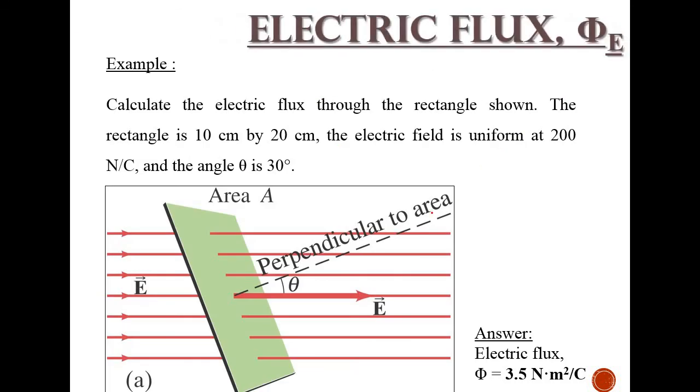For this question, the electric flux equals E dot A, where A is the surface area and E is the electric field, or EA cos theta. In this question, theta is 30 degrees. You can try this question.